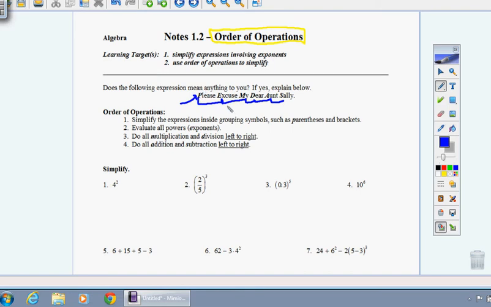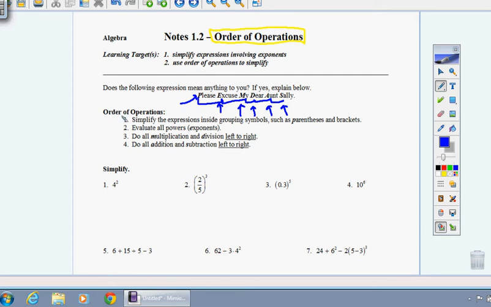The P stands for parentheses, E stands for exponents, M stands for multiplication, D division, A addition, and S subtraction. This is the order in which you simplify expressions. So if I'm dealing with an expression, I always do the parentheses first, then the exponents, then multiplication and division go together, so I work those left to right, and same thing with addition and subtraction. They go together, so I work those left to right. Multiplication does not always come before division. Same thing, addition does not always come before subtraction.